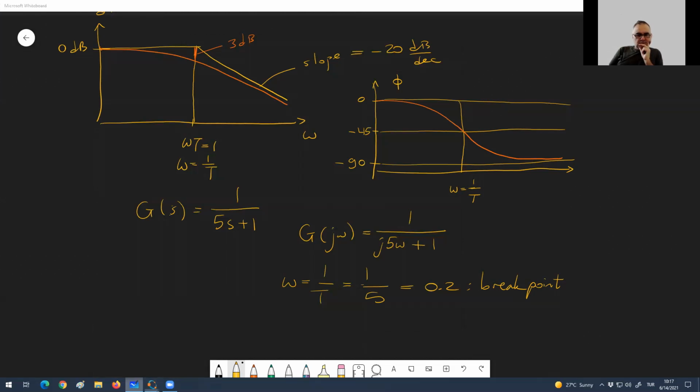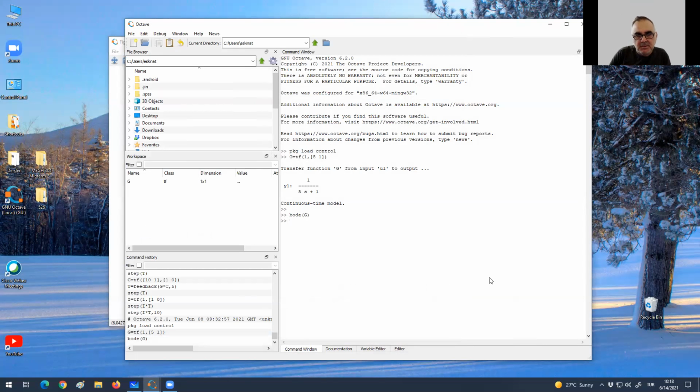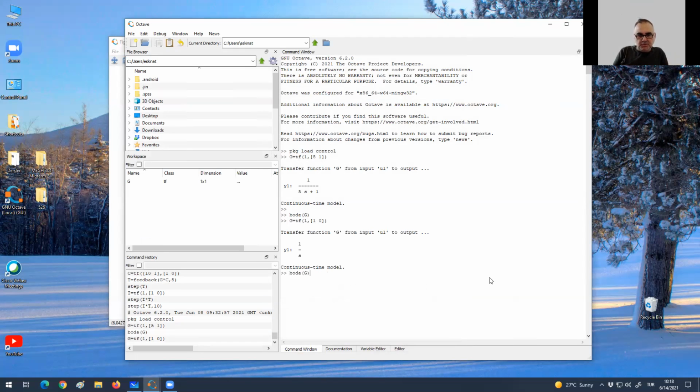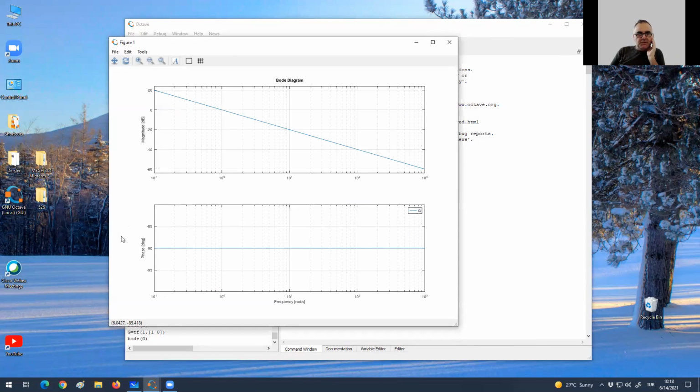If I draw the Bode diagram of, let's say, an integrator, 1 over S, let's plot this Bode diagram so that you believe me. This is the Bode diagram of 1 over S. It has a slope of minus 20 decibels per decade. Decade means from 10 to the 0 to 10 to the 1, the magnitude drops 20 dBs from 0 to minus 20. In another decade, 10 to the 1 to 10 to the 2, it drops another 20 decibels, etc. And its phase is minus 90 degrees all throughout.